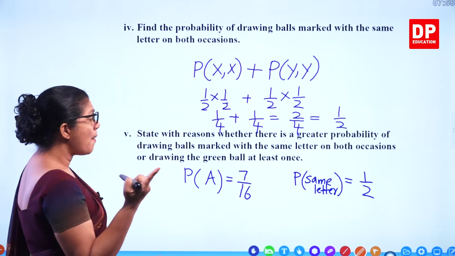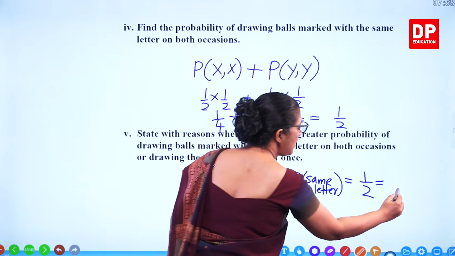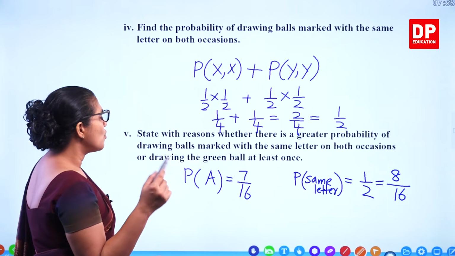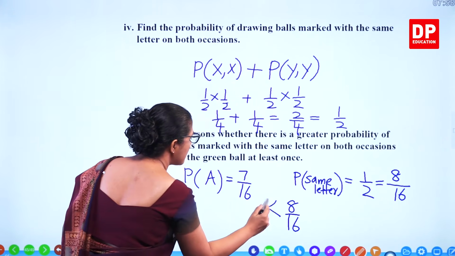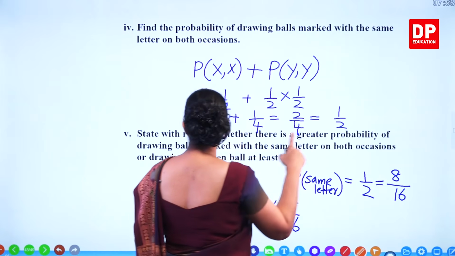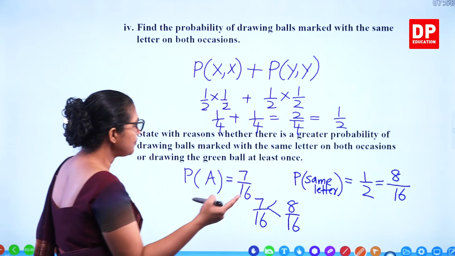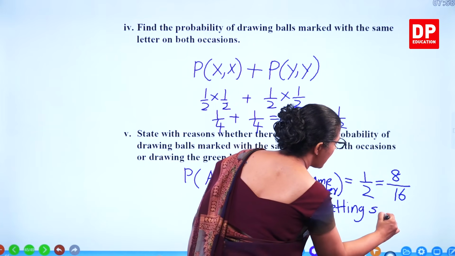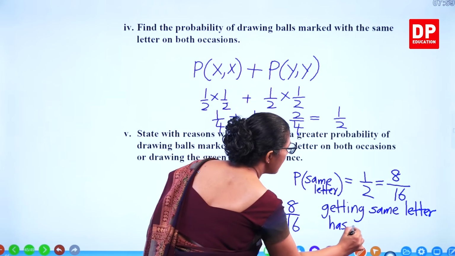So you can't compare because the denominators are different. So we can find the equivalent fractions, convert to 16. This becomes 8. 8 times 2, 16. So 8 times 1. So which one is bigger? We can see 8 over 16 is bigger than 7 over 16. So this probability is the highest one. So they are asking, state with reasons, which one is greater probability? Getting same letter is high. Getting same letter has greater probability.